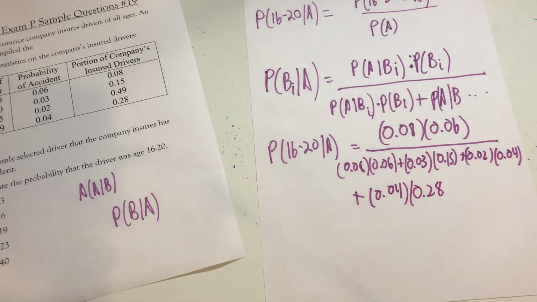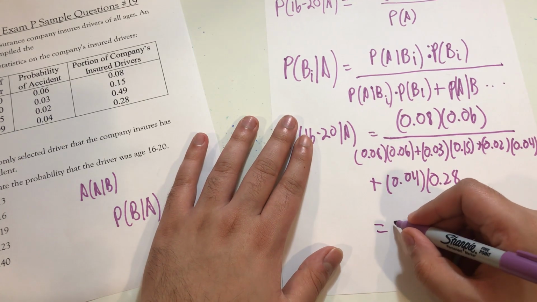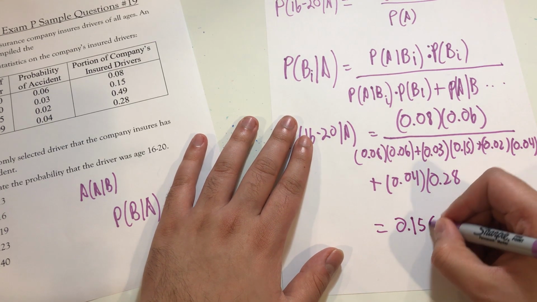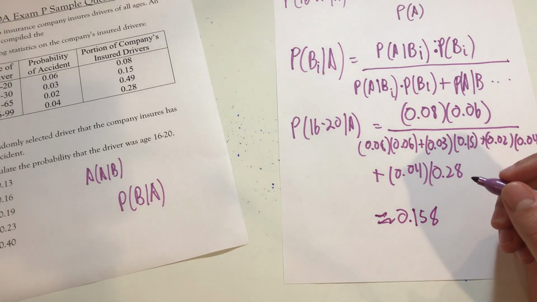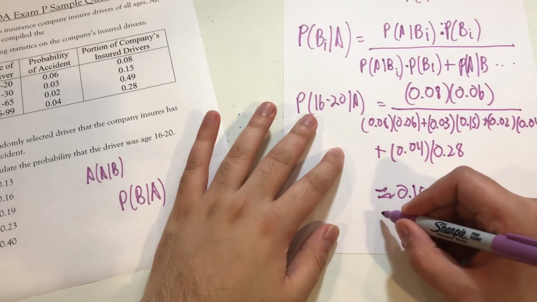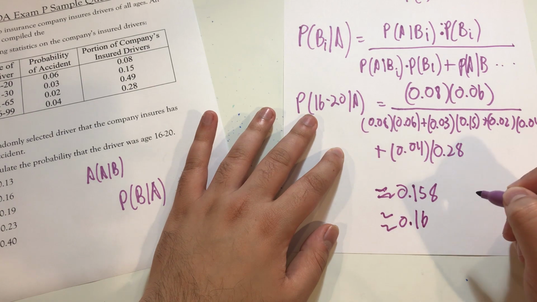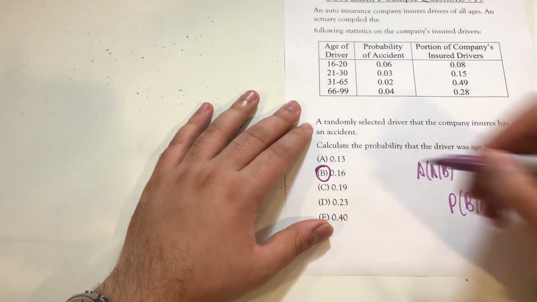And I calculate this. So I'm just going to type this into my TI-30. So just give me 1 second. Okay. And the denominator. Sorry, just a lot to put in. And okay, I get a final answer here of 0.158 approximately. And they want us to round to two decimal places. So that's going to be 0.16, which lines up with answer choice B.